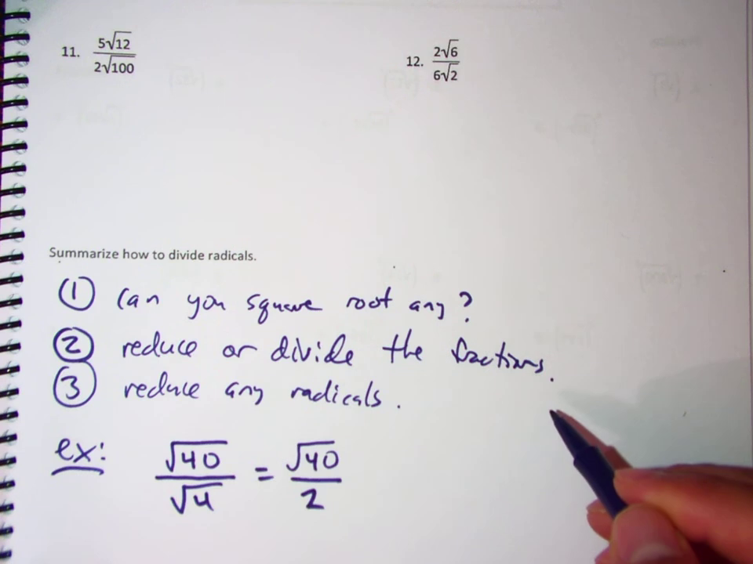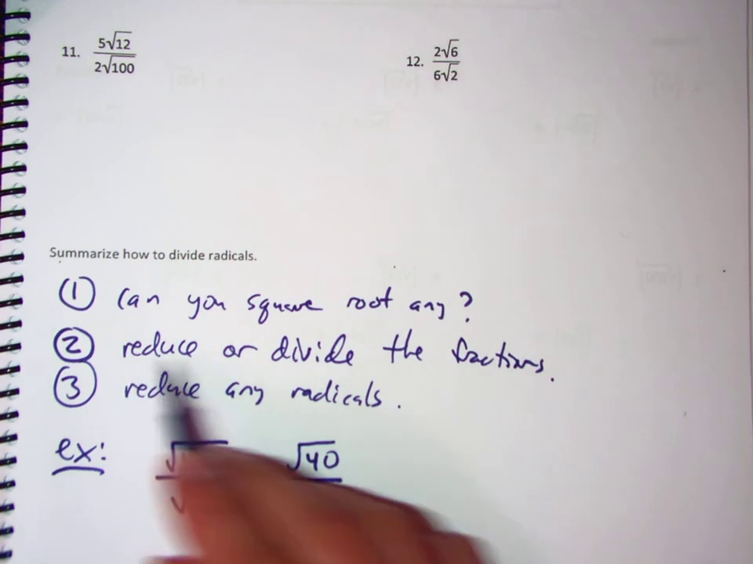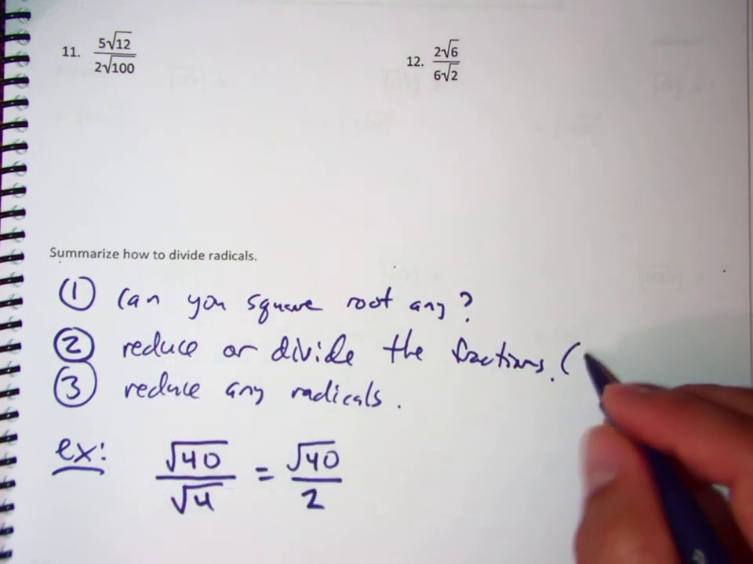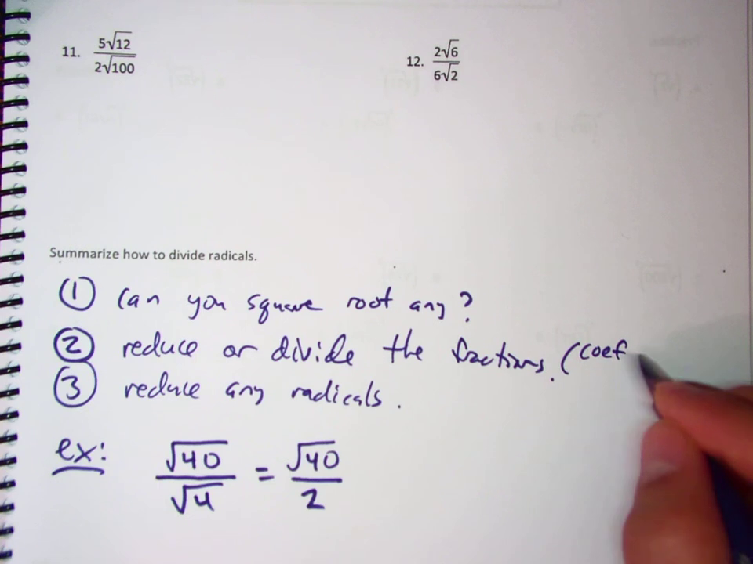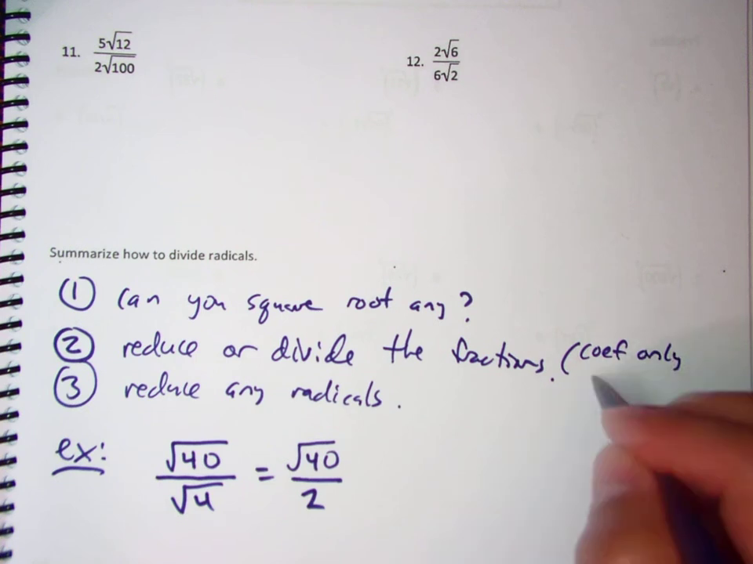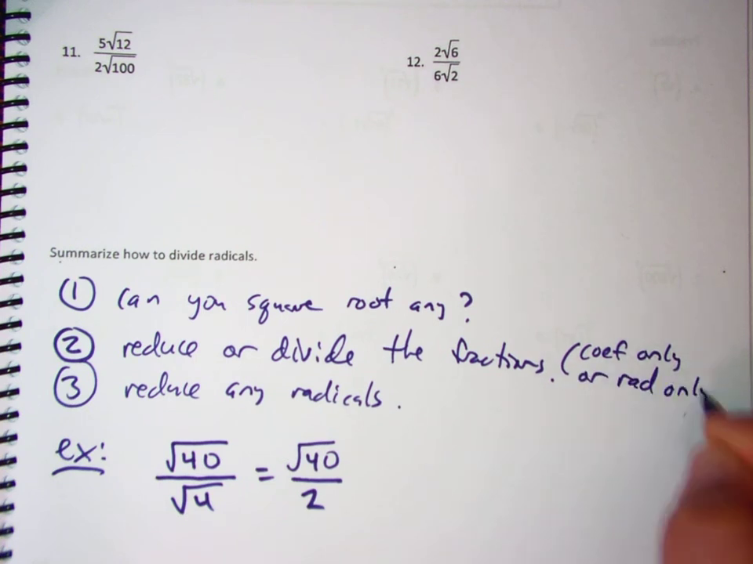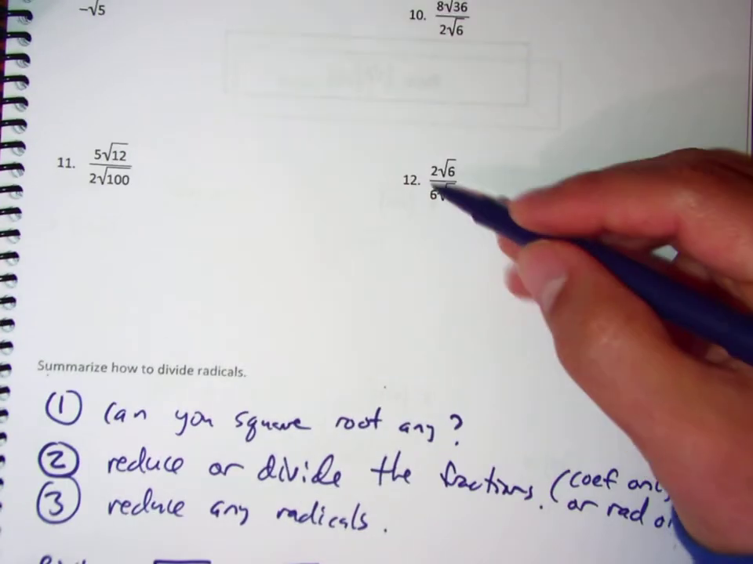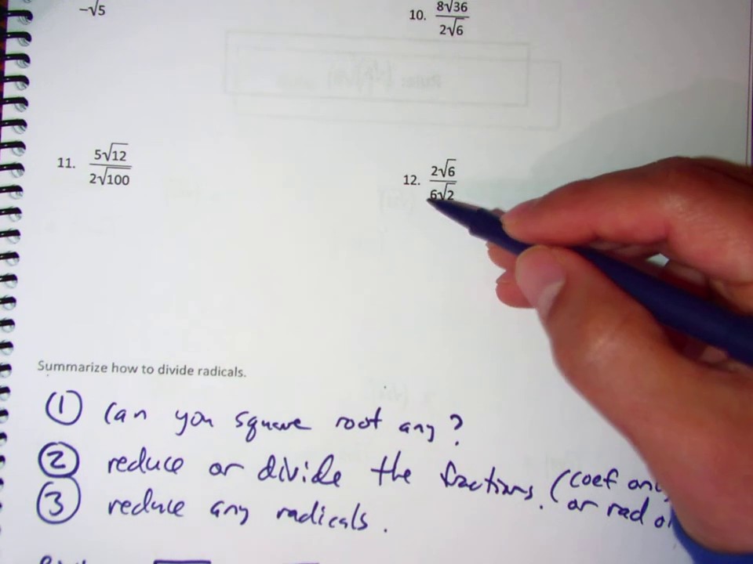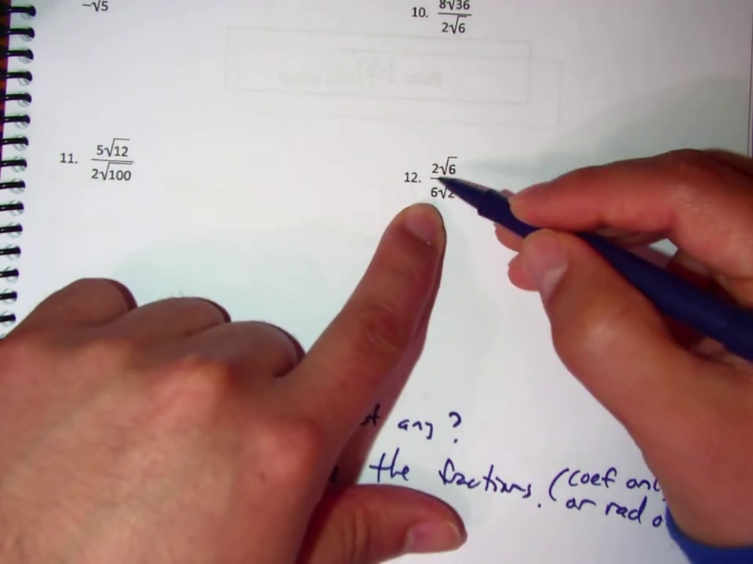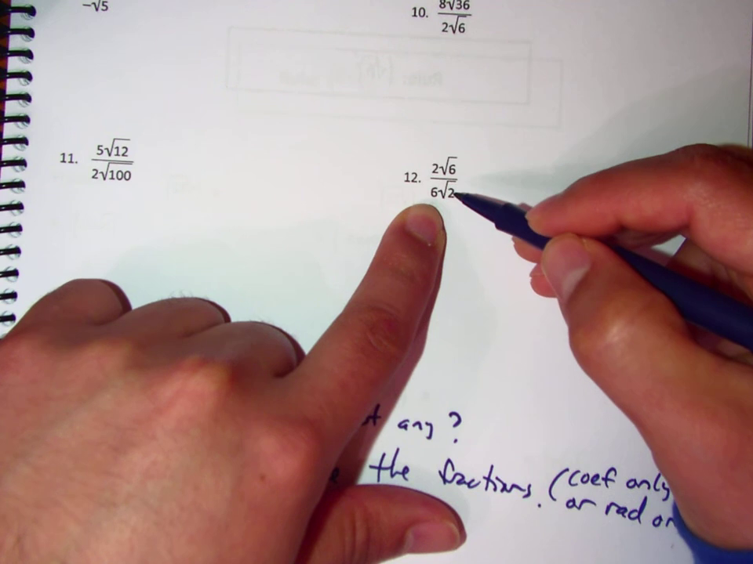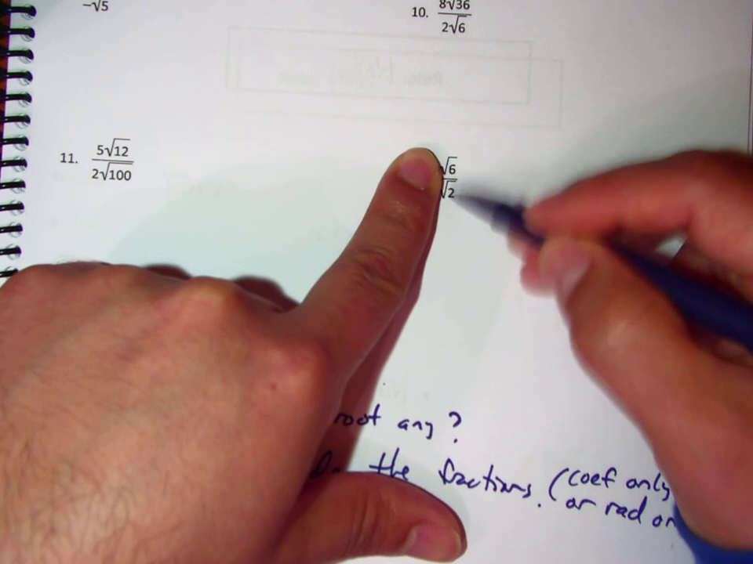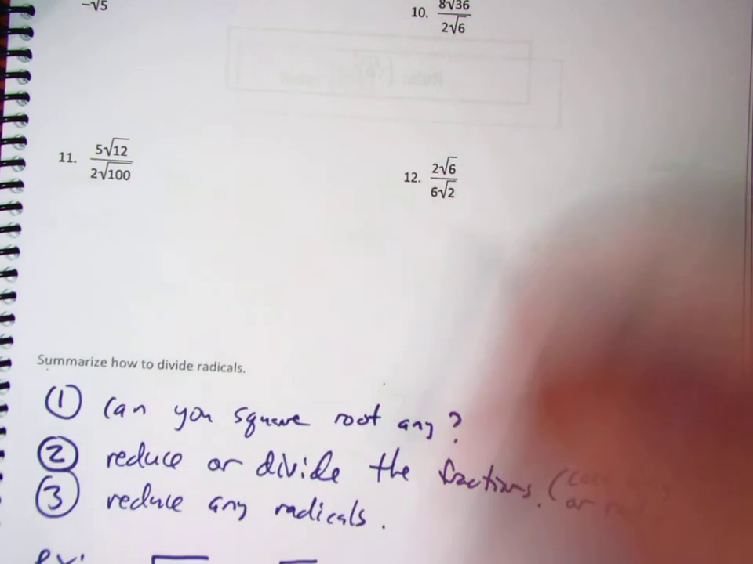Next, right here where it says reduce or divide the fractions, this would be normal numbers, so coefficients only, or radicals only. Okay, you can't, for example, you can't, this is a great one right here, this 6 and that 6, you cannot divide those, okay? This 2 and this 2, you cannot divide those either. However, you can divide this 6 and 2 right here, because they're both inside of a radical. That's kind of what we're talking about.